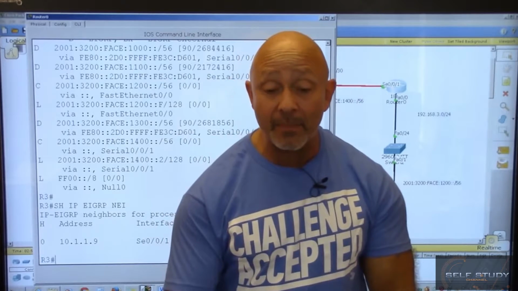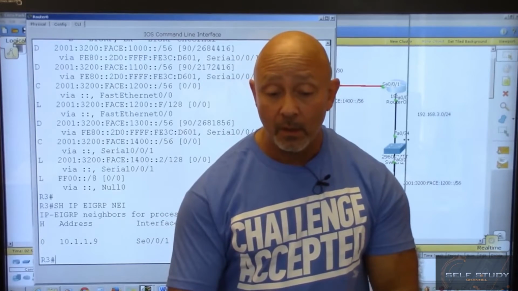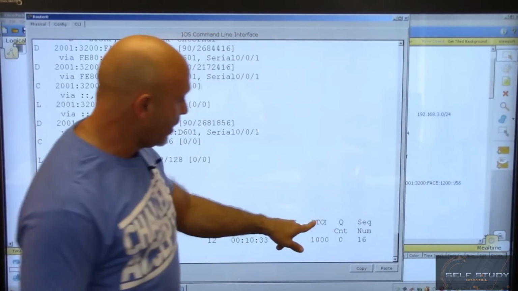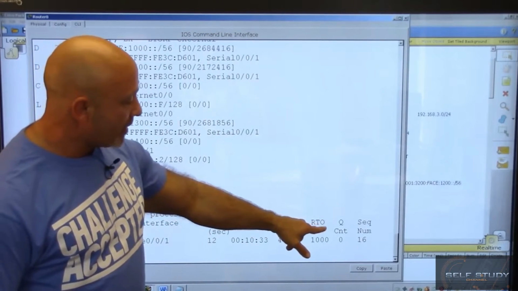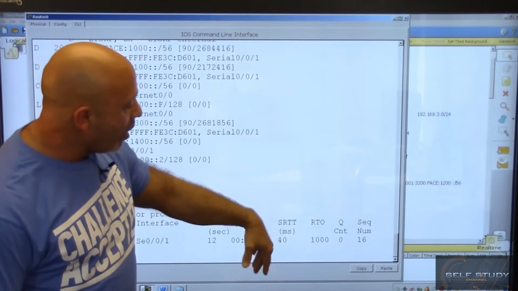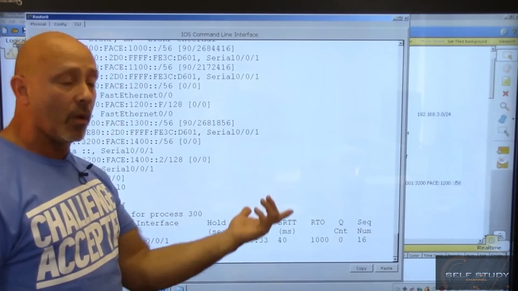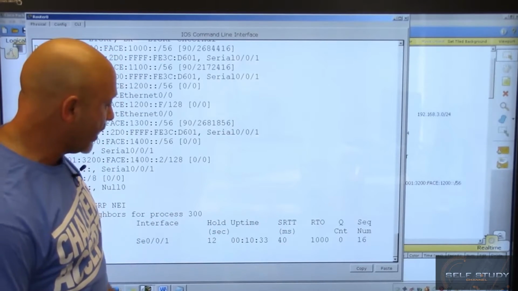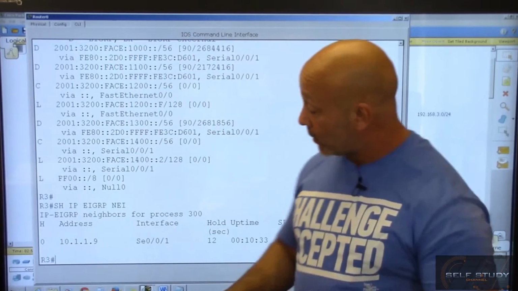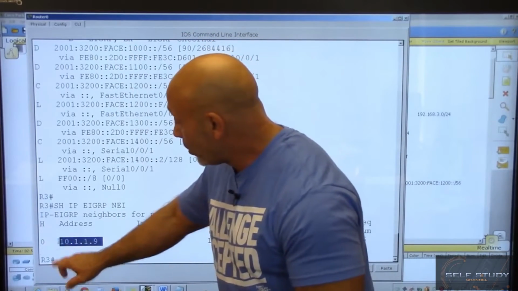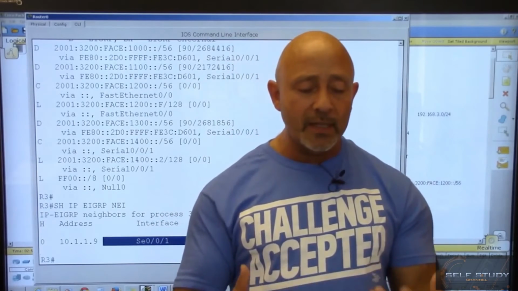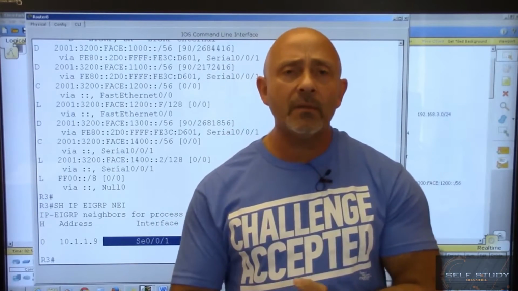Show IP EIGRP neighbor. Hey, there's my IP version 4 neighbor, right? Now, don't worry too much about this right here, the smooth round trip timer. How long did it take to get around the network? And you can see it's milliseconds right here. It didn't take that long. It's a very small network. But know that it's learning about your neighbors right here. Okay, learning about your neighbors. So these are important things. Do you need to know these commands? Sure.